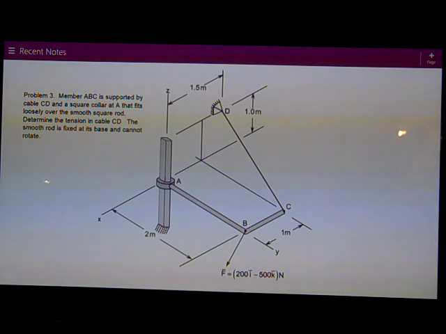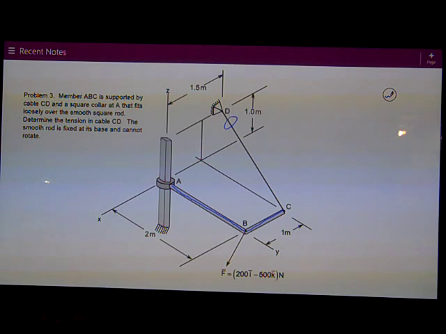It's kind of a little bit of an unusual problem. What we've got here is the rigid body is this bar ABC, and it's supported by a cable at CD, as it says, this cable, and a square collar at A that fits loosely over a smooth square rod.